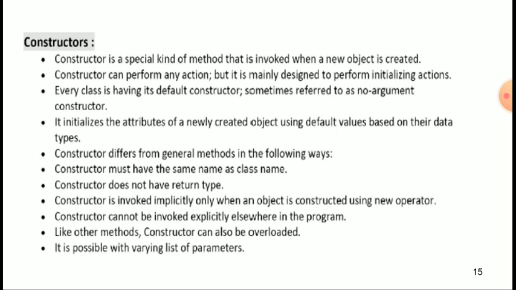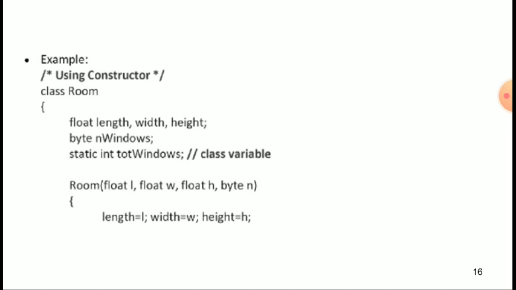A constructor differs from a general method in the following ways. A constructor must have the same name as the class name. A constructor does not have a return type. A constructor is invoked implicitly only when an object is constructed using the new operator. A constructor cannot be invoked explicitly elsewhere in the program. Like other methods, a constructor can also be overloaded. It is possible with a varying list of parameters. So that is a using constructor example.